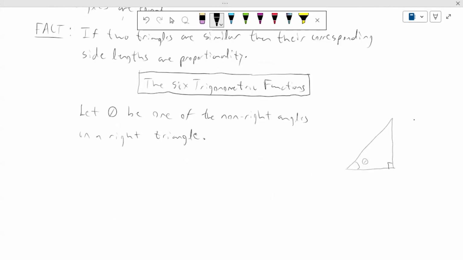Okay, the side opposite, that only has one eye, yeah, okay. The side opposite theta is called, obviously, the opposite side. Okay, so what is the side opposite theta? Well, it's this side right here, opposite. And I'm going to use OPP as an abbreviation for opposite. Okay.